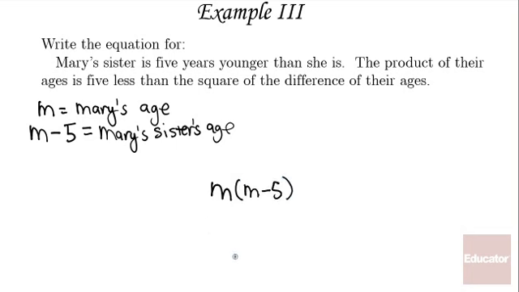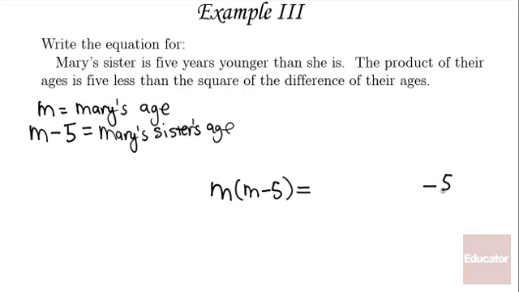That gives me m times m minus 5 equals 5 less than. We saw this before, and it's the same thing here. When you have something less than, you put the minus 5 or minus 3 or minus 1 or whatever they give you at the end of the term that comes after. What this is saying is to subtract 5 from the square of the difference of their ages.